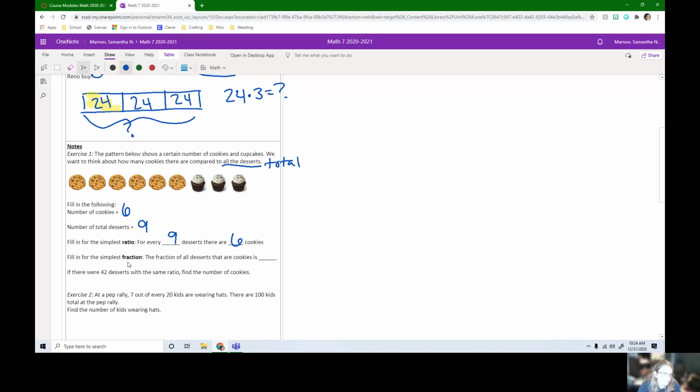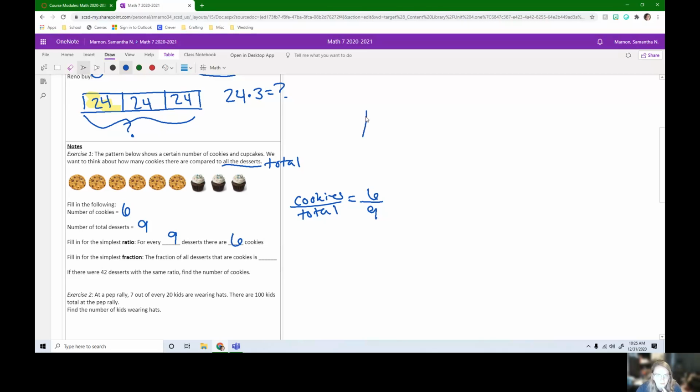So once the simplest fraction. So the fraction of all desserts that are cookies is, so you could say 9/6. Oh wait, I'm messing it up. So we want the fraction of cookies out of desserts. We want cookies out of the total. So we have 6 cookies out of a total 9. We need to simplify this fraction. This is not in its simplest form.